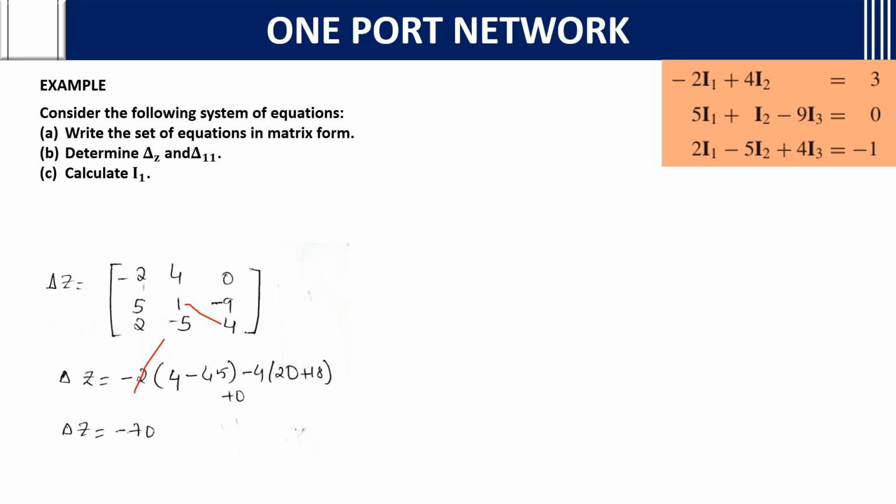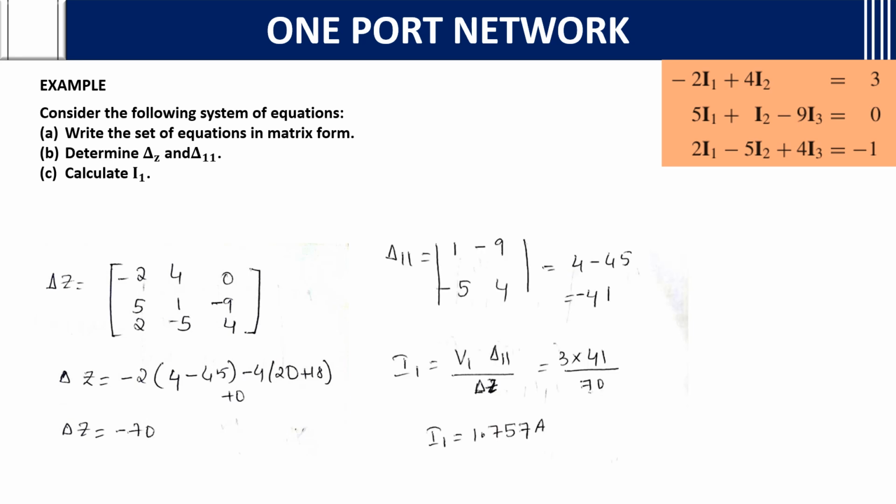-2 into 4 into 4 minus 9 is 45, minus 45, then -4 into, you will remove this column and this row, then 5 4s are 20, minus of minus plus, -18. I hope you know how to find the determinant. In maths you will learn this. Anyway it is 0, and if you multiply anything with 0, you will get 0. No need to work out that 2 term, because it is 0 anyway. After finding it, you will get delta Z is equal to -70.